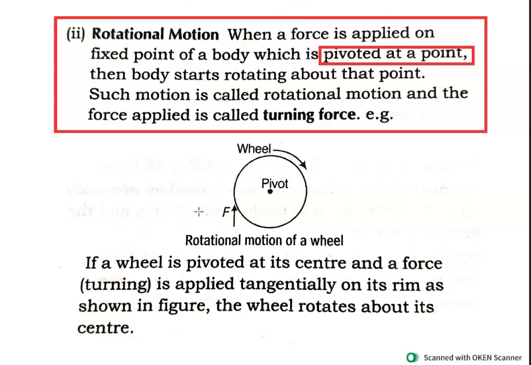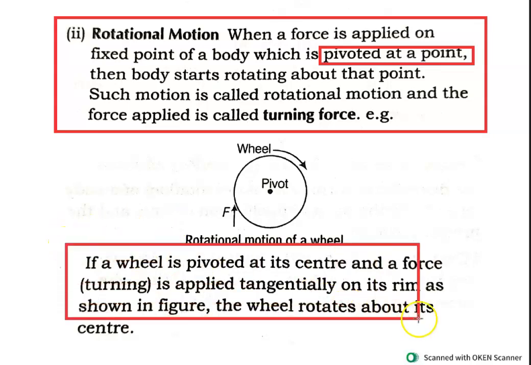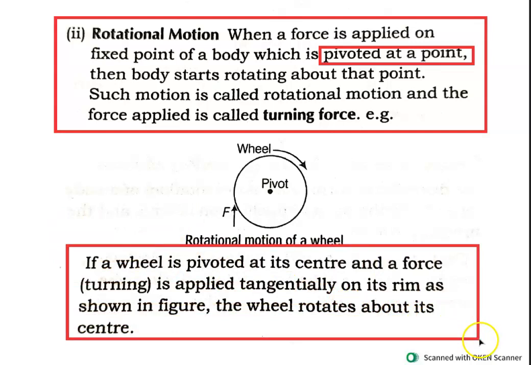The pivot is also known as fulcrum. So, if a wheel is pivoted at its center and a force is applied tangentially on its rim as shown in the diagram, the wheel starts rotating about its center.